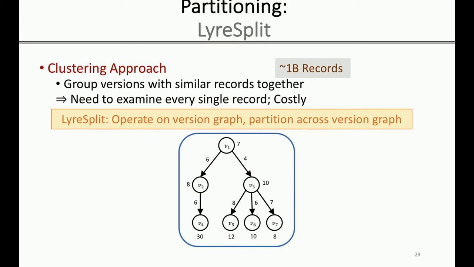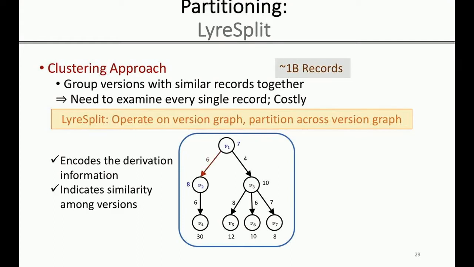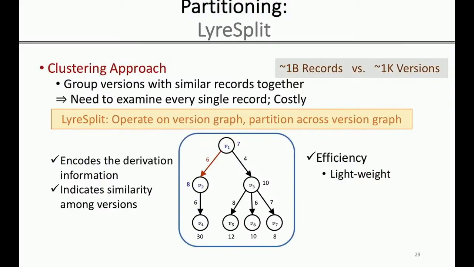As shown in the demo, the version graph encodes the derivation information and also indicates the similarity among different versions. For example, version 1 here has 7 records, version 2 has 8 records, and they have 6 records in common. Compared to working directly on the total number of records, this is very lightweight because the number of versions is much smaller than the number of records. Then how about the effectiveness?